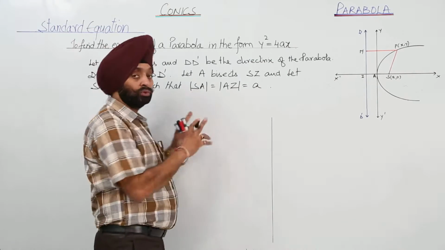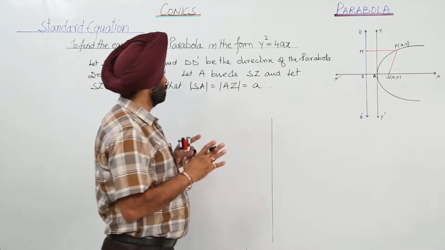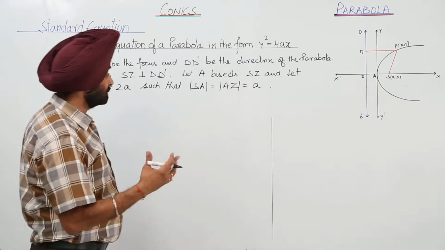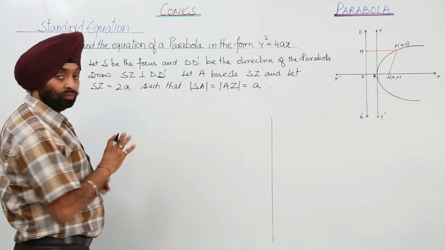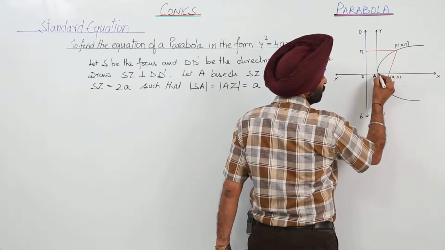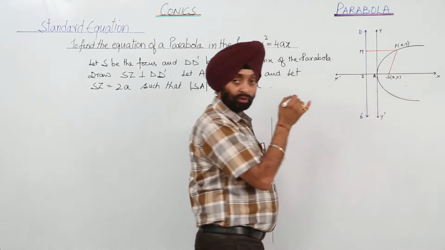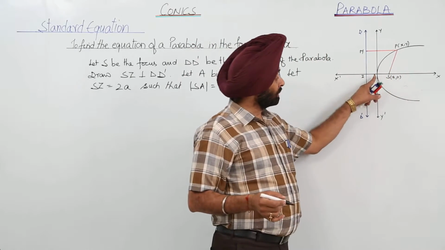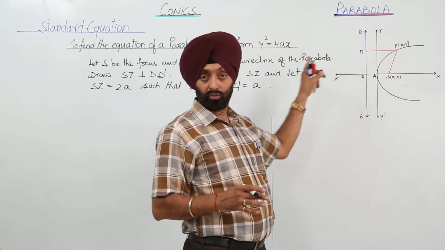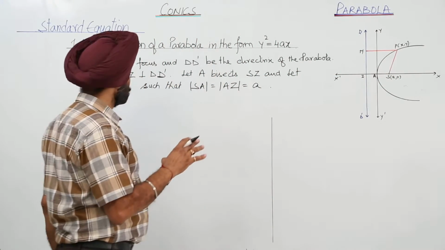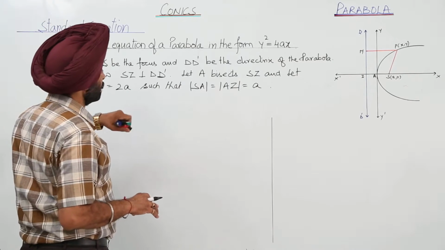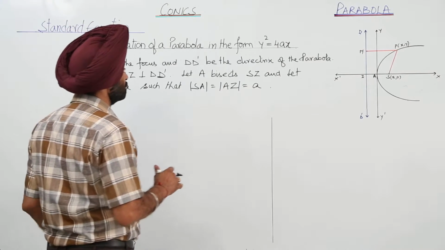I have used the absolute values, the modulus, because we will be treating it as a positive distance, because distance is never negative. So again, according to the definition of the parabola, AS and AZ will be equal. Similarly, SP and PM will be equal. That's what the definition was. Now SZ is equal to 2a, such that SA is equal to AZ is equal to a.